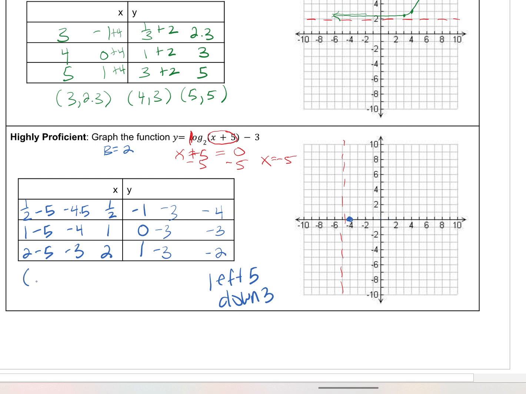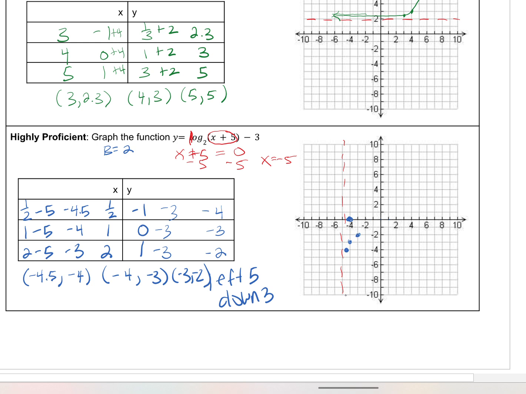So let's just write down those ordered pairs. So (-4.5, -4), (-4, -3), and (-3, -2). Okay, so -4.5 is just a little bit past this -4, and then it's down 4. So it's right here. And then (-4, -3) is right here, and (-3, -2) is right here.